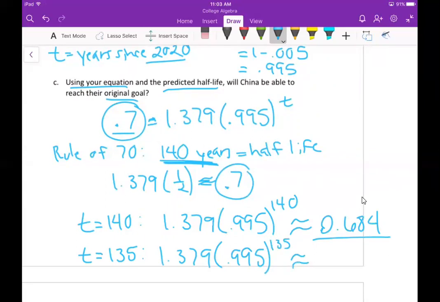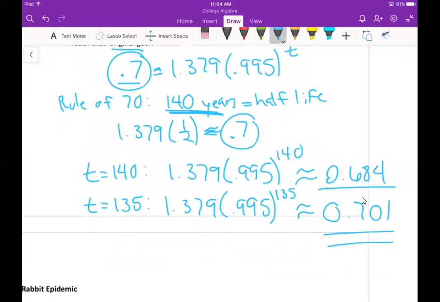So if you plug in 135, you get about 0.701, and that's probably about as close as we're going to get. Even if you plug in 136, we've gone a little too far at 0.697. So it's right there in between 135 and 136 years to get down to that population that they wanted to get to by 2050. So how long is that actually going to take them if they can possibly get to that decay rate of 0.5%?